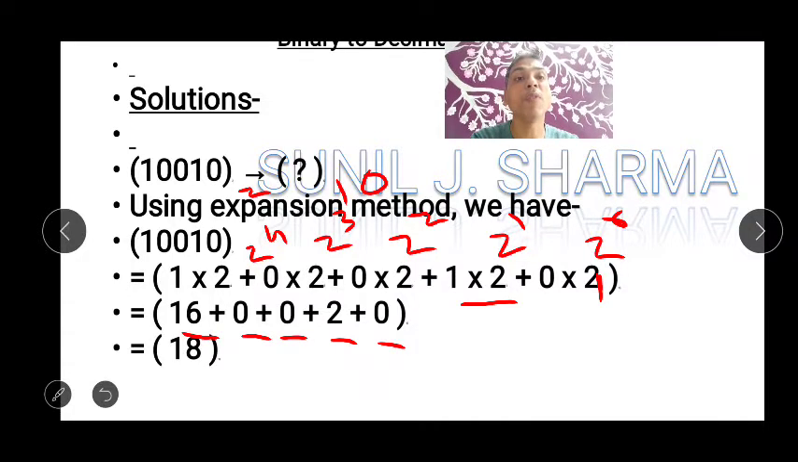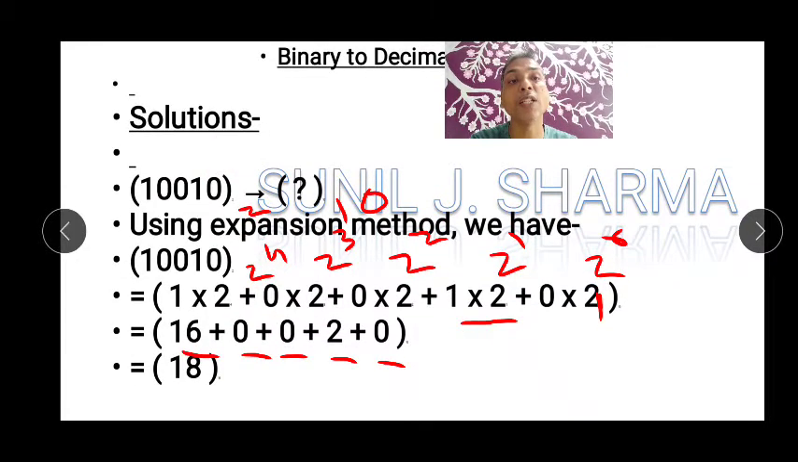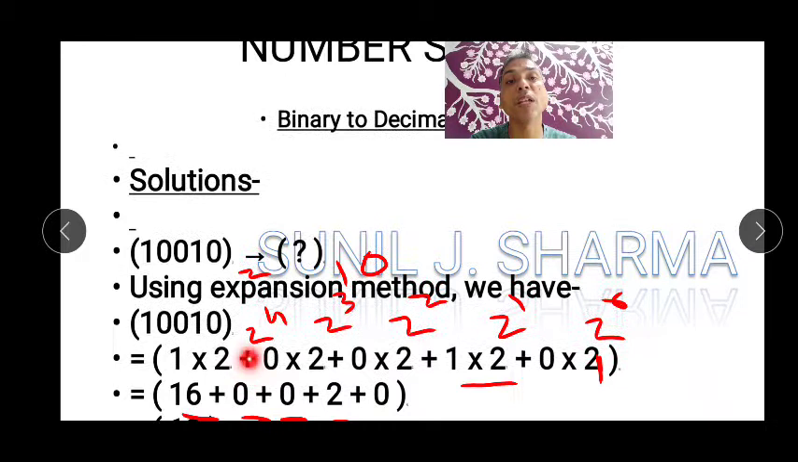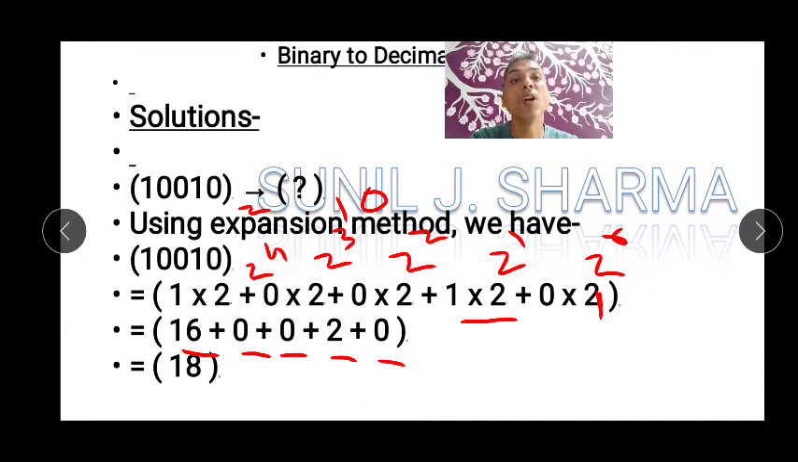So remember that wherever 1 is there, only that count will be taken, because anything multiplied by 0 will be 0. Can you see this position has 0, that's why we got 0. This position has 0, that's why we got 0. This position has 0, that's why we got 0. So we get a number only at two places, wherever the 1 is written, that is at the second position and at the fifth position.